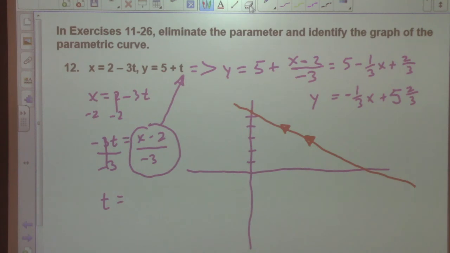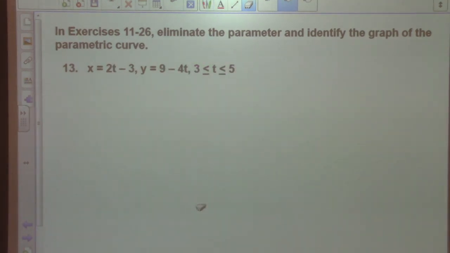All right, that is some good work there. Let's go ahead and do number 13. Yeah, go ahead. Number 13. Now this time they're giving us a time restriction on this one.